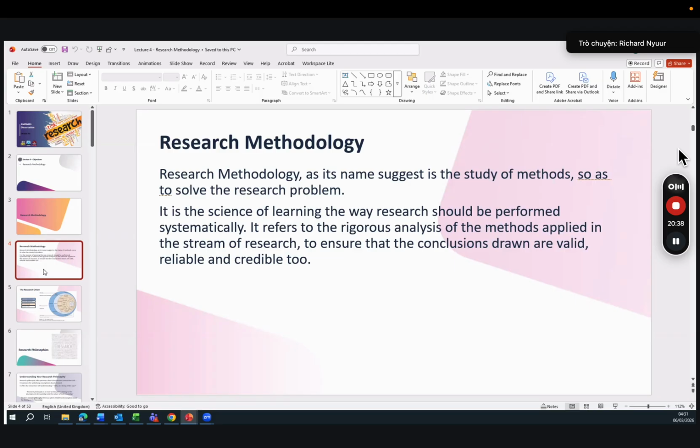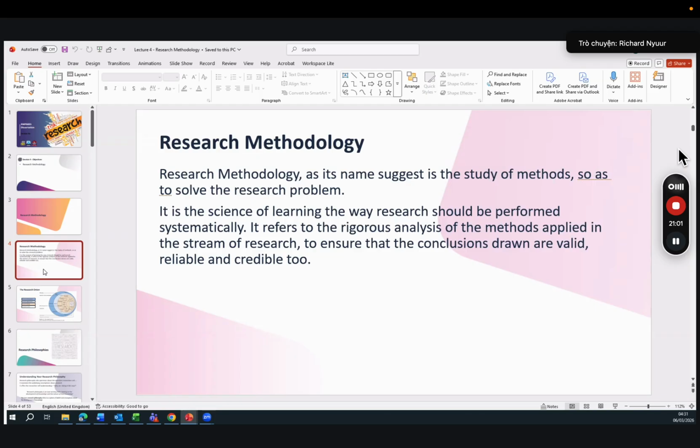You have to think about how you are going to collect your data, what type of data you need to collect, and how you are going to analyze the data in order to yield the right result that will address your research questions, that will address your research objectives.